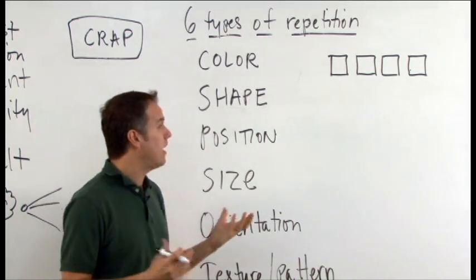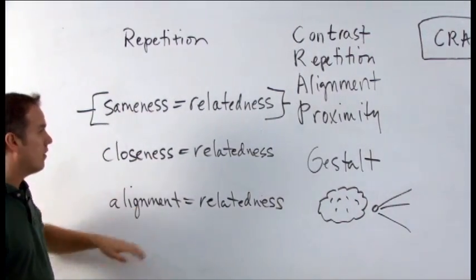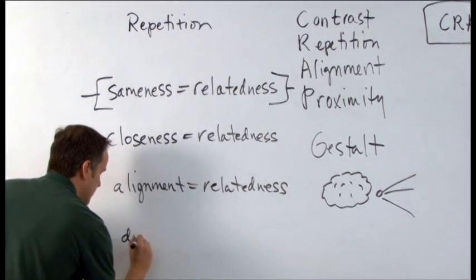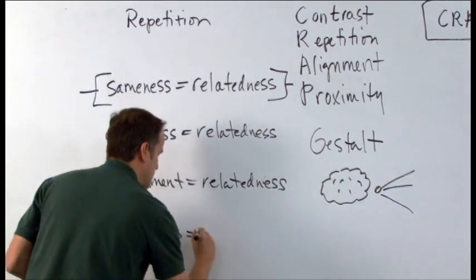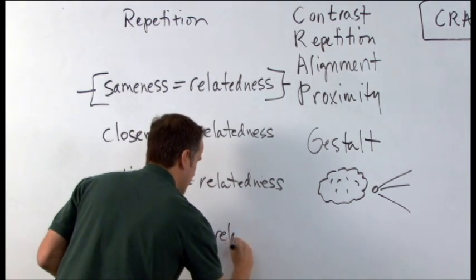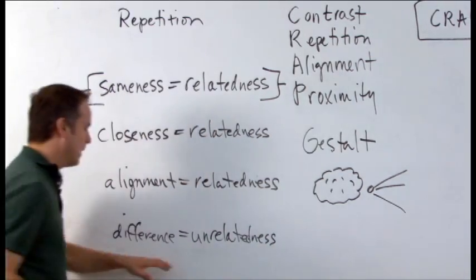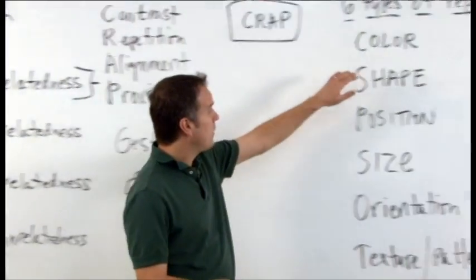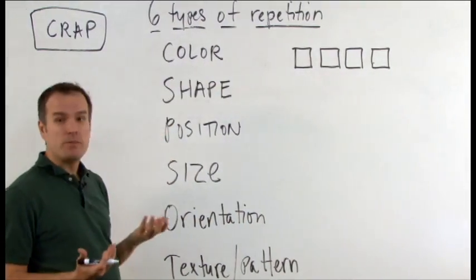The formula for contrast, unlike these other 3, the formula for meaning with contrast is difference equals unrelatedness, or not being related. It's a bit long there, but so we can see how repetition and color work together if we do something simple like this.